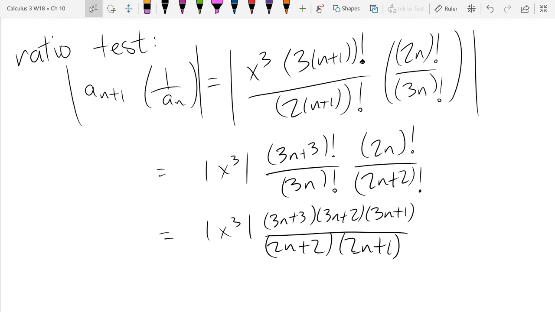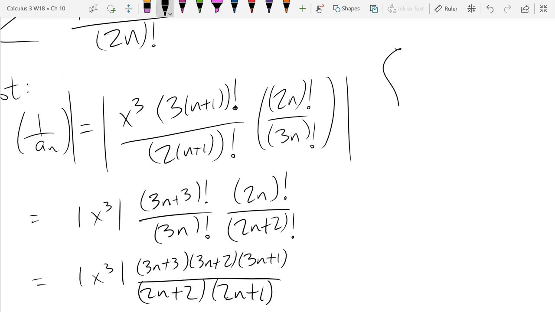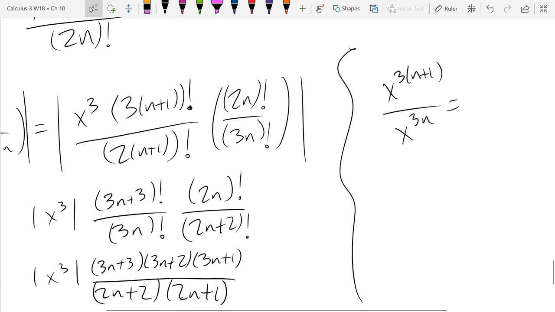So I am already skipping steps on this ratio test. Wasn't it x to the 3n? Yep. So it was x to the 3n. I'll do the x part separately. So we get x to the 3n plus x cubed, or x to the 3n plus 3.